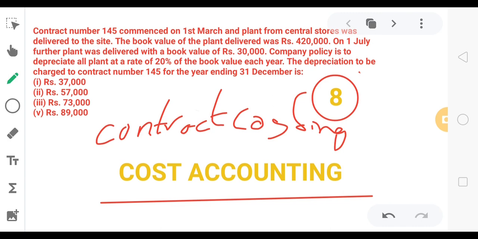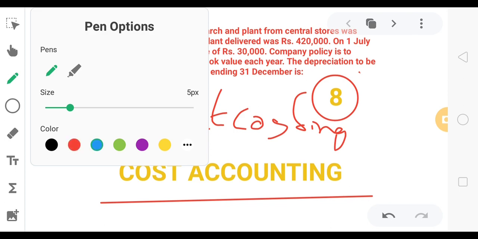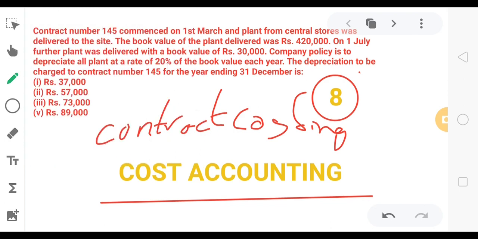Contract number 145 commenced on 1st March. Plant from Central Stores was delivered to this site. The book value of the plant delivered is 4,20,000. On 1st July, further plant of 30,000 was delivered. Company policy is to depreciate all plant at the rate of 20% of the book value each year. What is the depreciation to be charged to contract number 145 for the year ending 31st December?